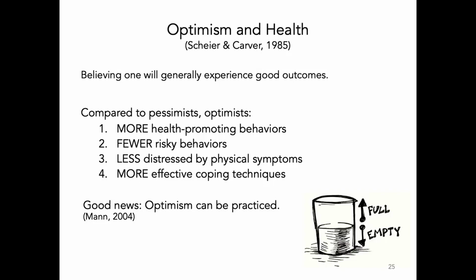So we've talked about links between hostility and health. Another psychological level variable that can influence health is optimism, and it does so on a different route. This isn't a physiological reactance that affects your blood pressure. Instead, when you believe that you will generally experience good outcomes, you tend to do more health-promoting behaviors like eating well and exercising, sleeping consistently and enough, engage in fewer risky behaviors, are less distressed when you have physical symptoms, that is, you could be just as sick as someone else, but it just doesn't bother you as much, and use more effective coping techniques like the ones that I explained on the last slide.